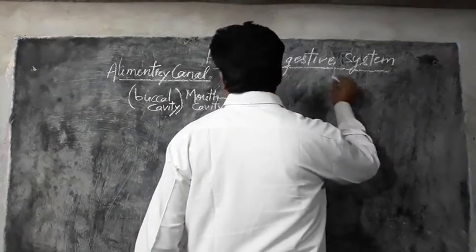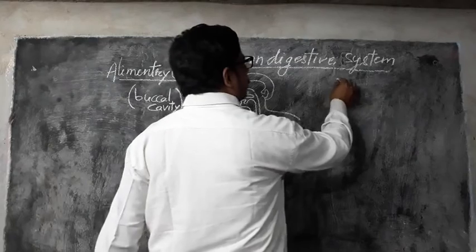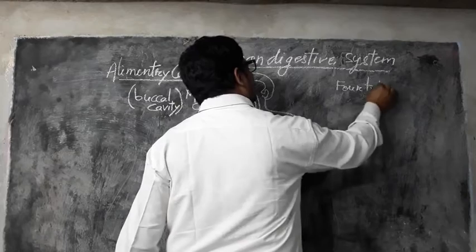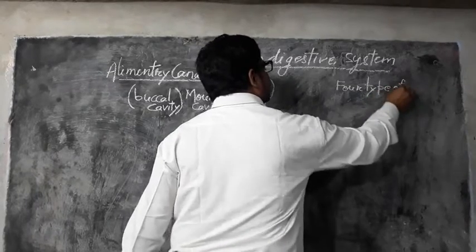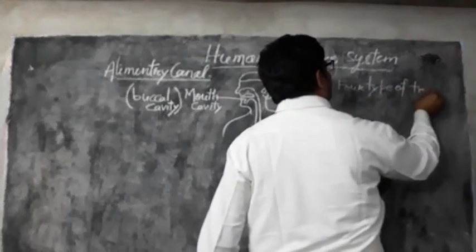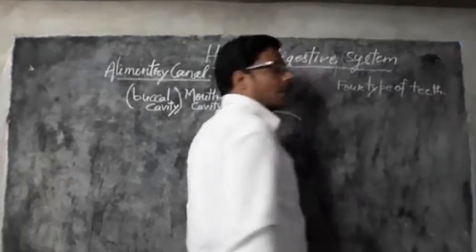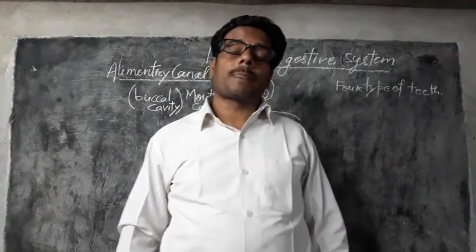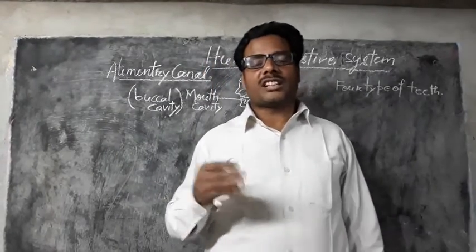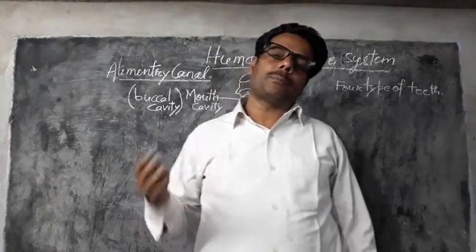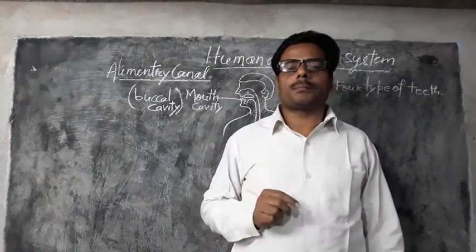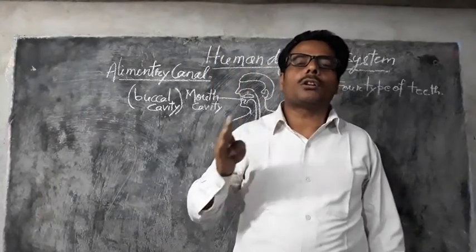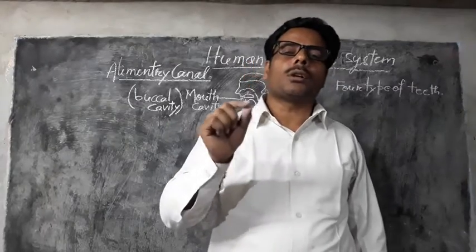Mainly there are 4 types of teeth present in our mouth. What are these 4 types of teeth? These are canine, incisor, molar and premolar. So these 4 types of teeth help to break down our food into small pieces.